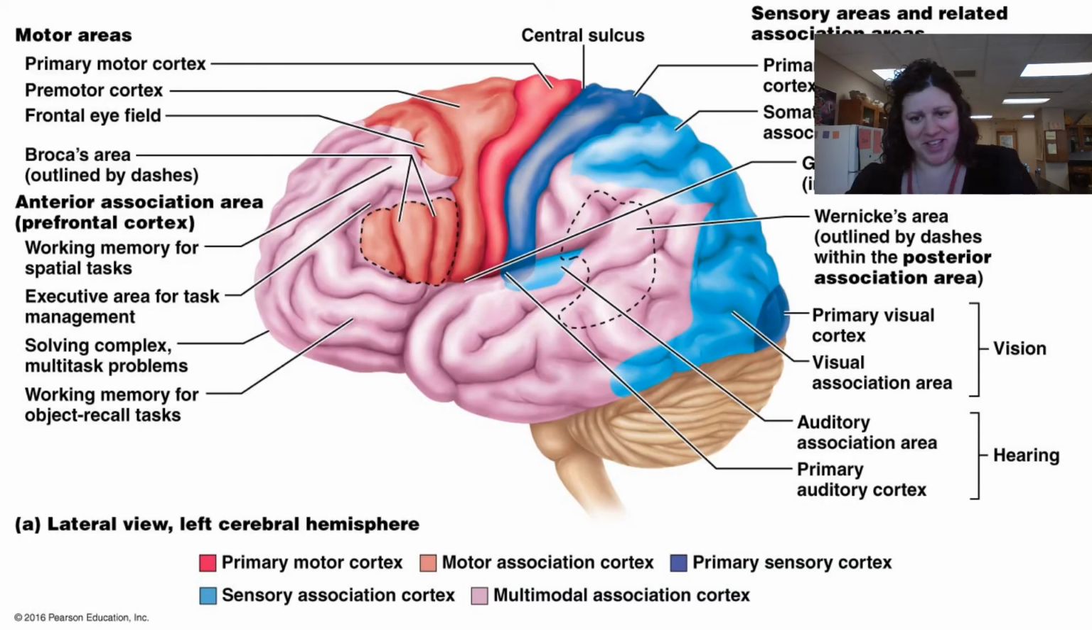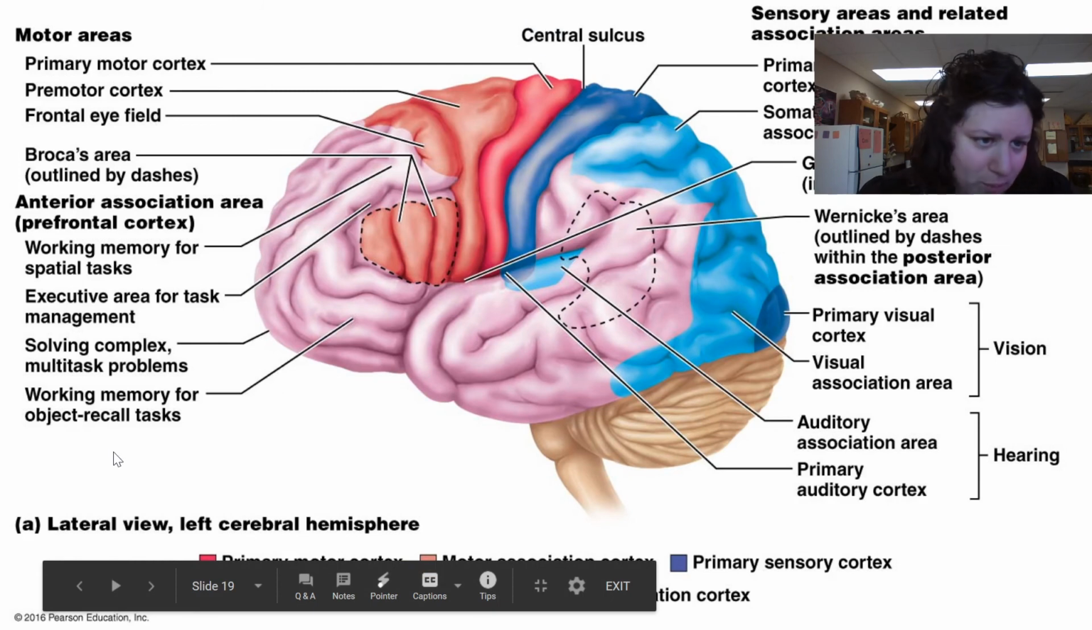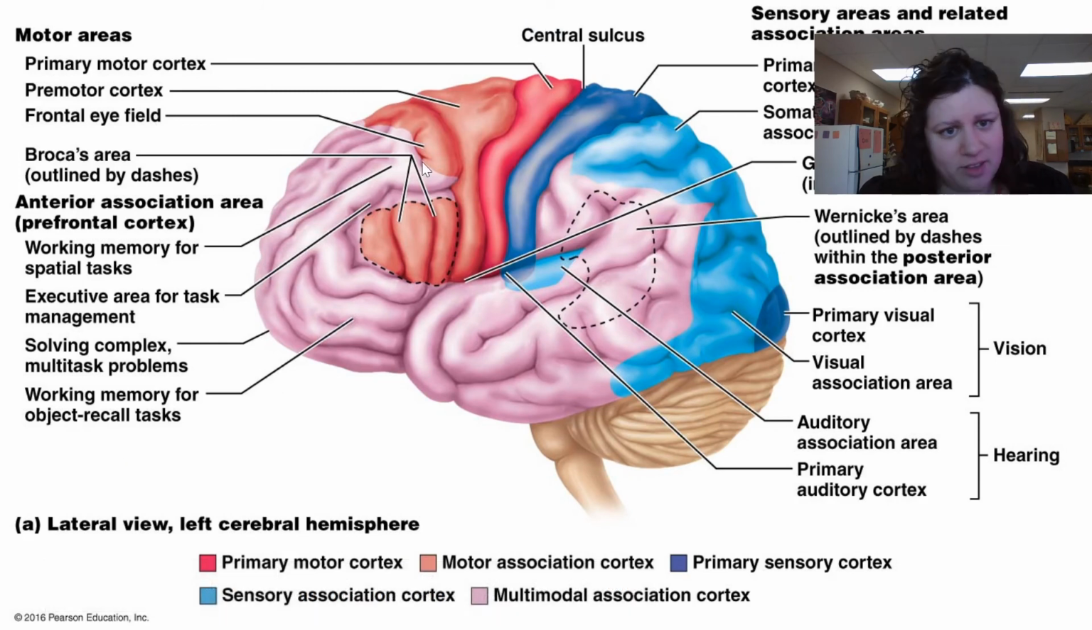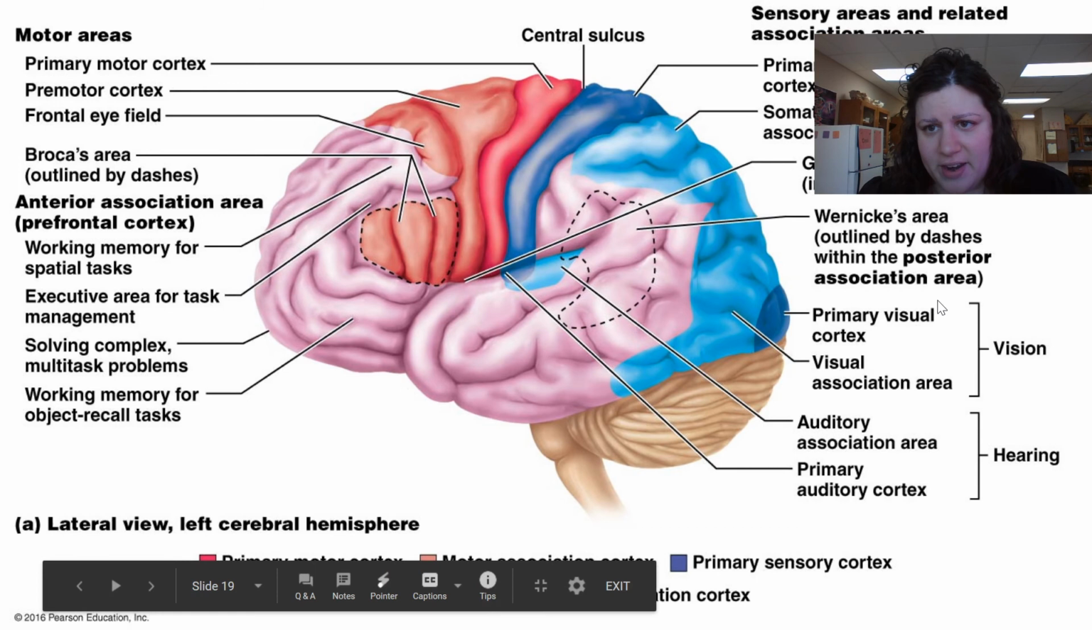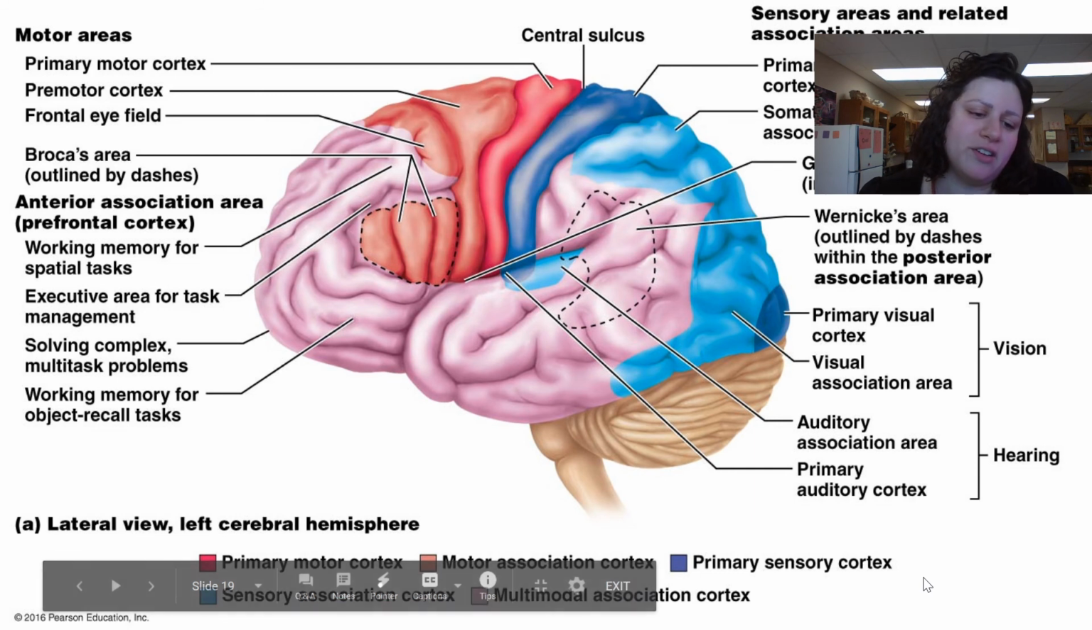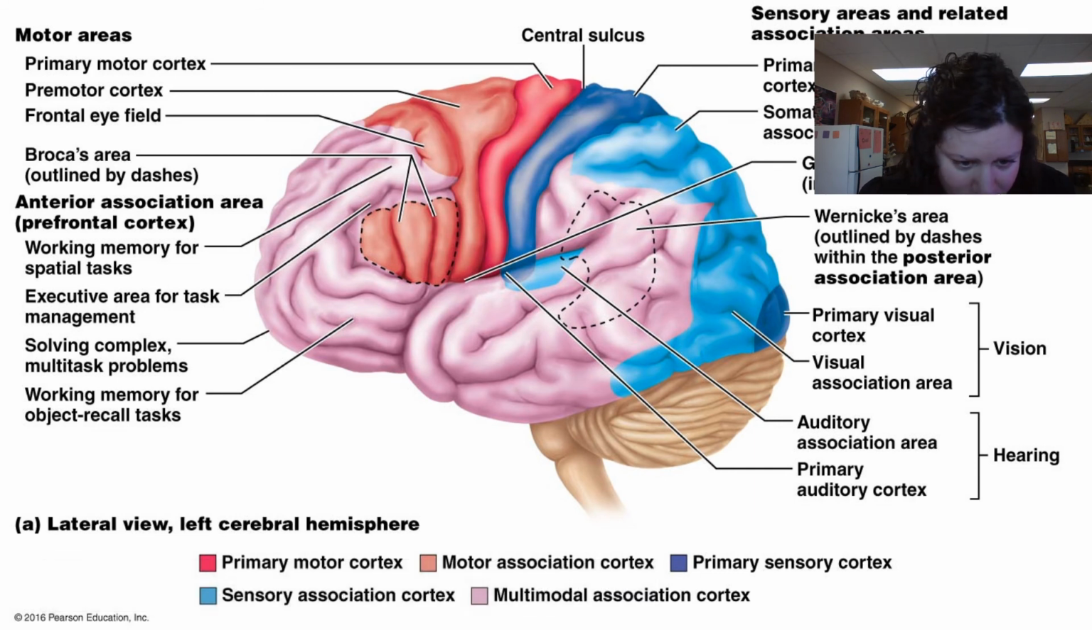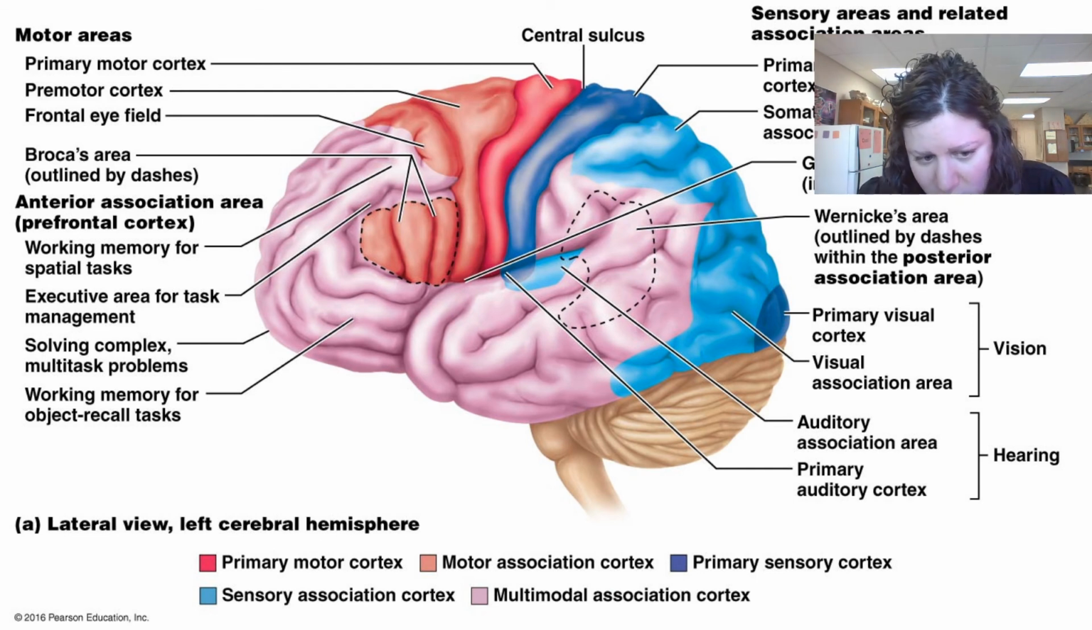Don't freak out, but these are the specific functions of those regions. Everything over here on the left side is a motor area, and most of that is the frontal lobe. Everything listed over here is either a sensory area or an association area. And down here at the bottom with those words and those little colored squares, I'm waiting for that thing to go away so that we can see. There we go. Red is the primary motor cortex. Blue is the primary sensory cortex. Light blue is the sensory association cortex.